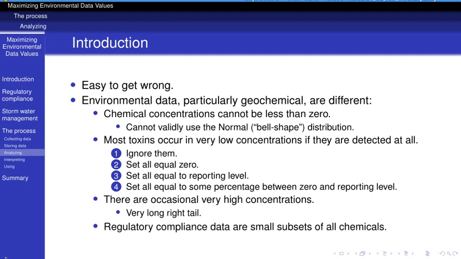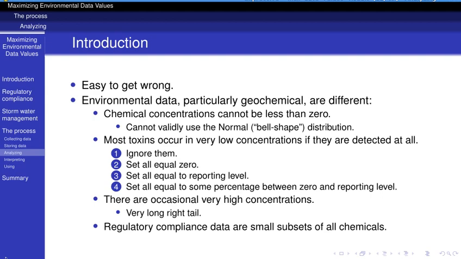The familiar bell curve of the normal distribution will result in incorrect answers because, by definition, the normal distribution has a mean of 0, so half the values are less than 0, and we know that chemicals do not have negative concentrations. Another constraint is that toxic chemicals such as metals and organic compounds are most commonly detected at very low concentrations if they can be detected at all.